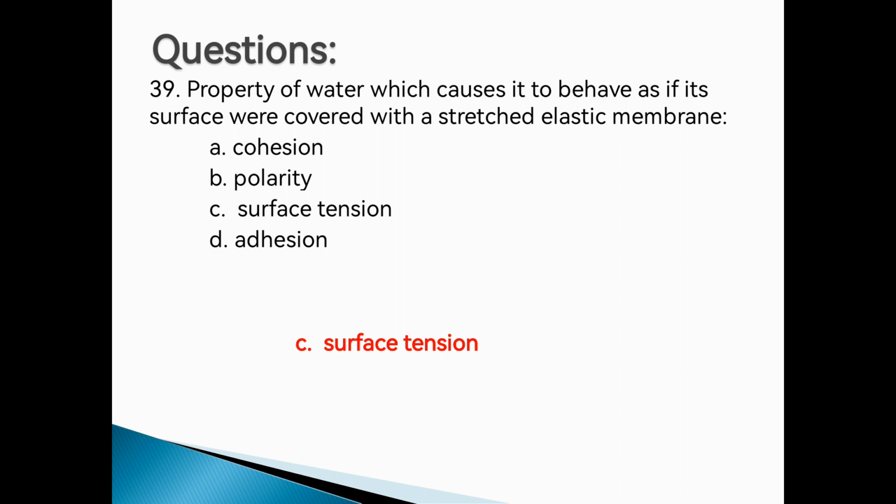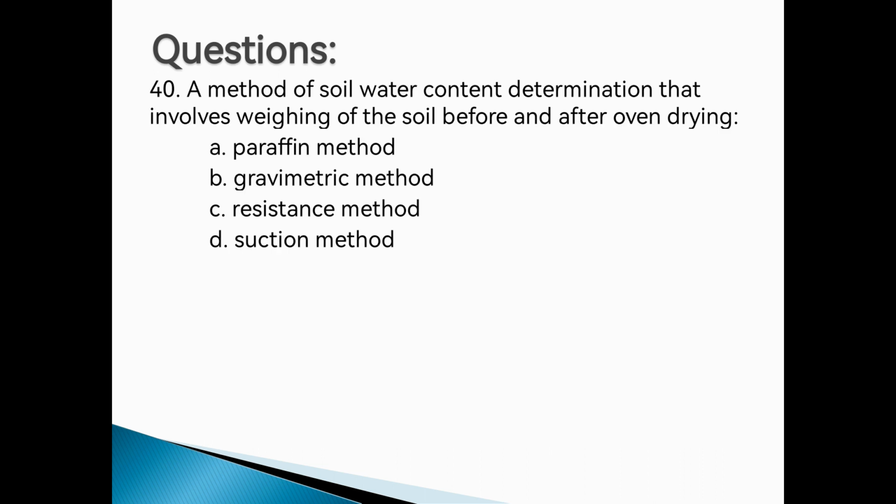Surface tension. Number 40. A method of soil water content determination that involves weighing of the soil before and after oven drying. A. Paraffin method, B. Gravimetric method, C. Resistance method, D. Suction method. The correct answer is B.